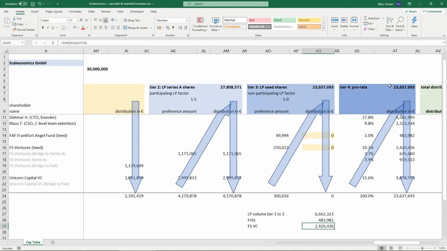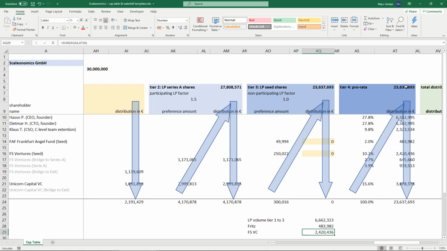Now, if we have enough cash on the table to offset all the euros in the third tier, let's go to the edge cases where there's hardly enough money on the table to fulfill all the pro rata. And we know that we had a tipping point at 6.6 million where we fulfill all the first tiers in the waterfall distribution. This is where our formulas give us the maximum of the preference amount.